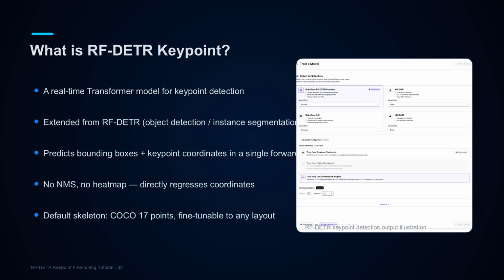First, let's understand what RF-DETR Keypoint actually is. It is a real-time transformer model for keypoint detection, extended from the RF-DETR architecture. Its biggest feature is predicting both bounding boxes and keypoint coordinates in a single forward pass, requiring neither NMS post-processing nor a pre-generated heat map.